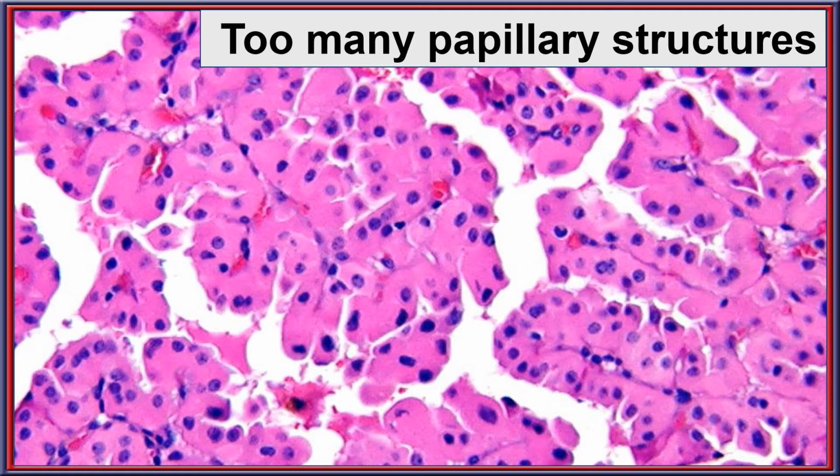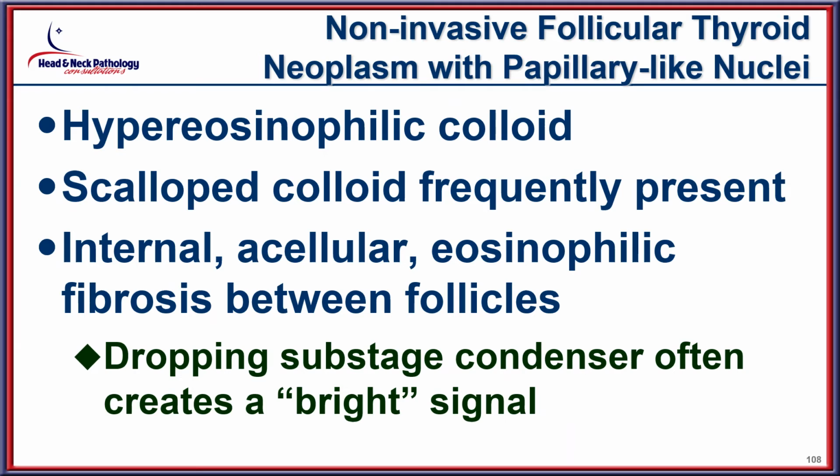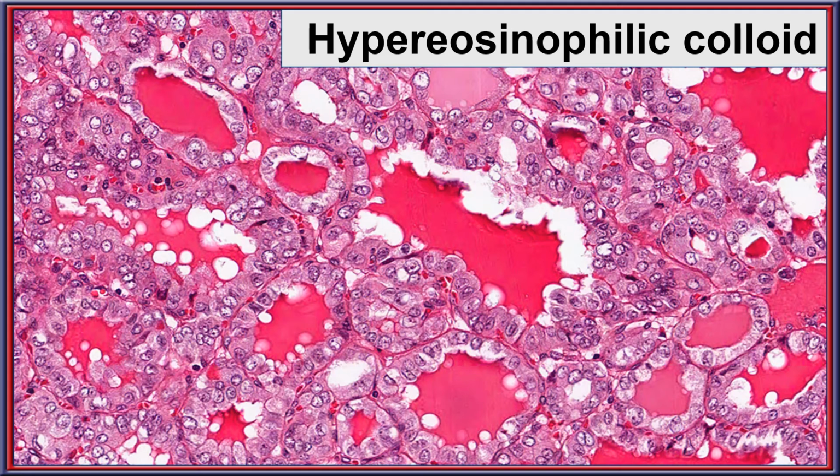Likewise, here are too many papillary structures. This happens to be an oxyphilic tumor. I'll talk about oxyphilia in a moment, but this is still a papillary architectured lesion and therefore would not fit in. There's some other criteria: the hypereosinophilic colloid, scalloping, internal acellular fibrosis. And these features are the same thing that you normally see in a papillary thyroid carcinoma, as I described earlier in the lecture, where there is very hypereosinophilic colloid here.